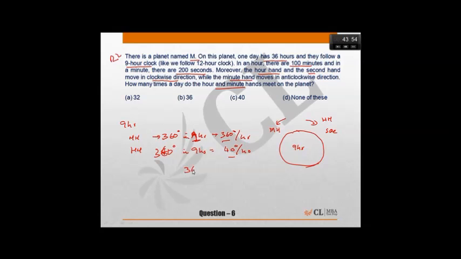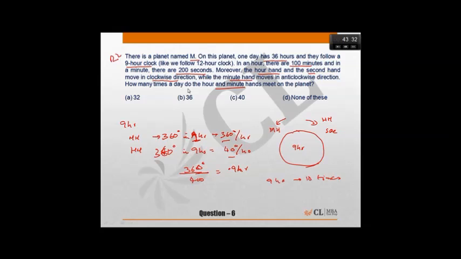So when will they meet? When they cover 360 degrees together. They will cover 360 degrees at the relative speed of 400 degrees per hour, which is 0.9 of an hour. So they will meet every 0.9 of an hour. That means in 9 hours they will meet 10 times.